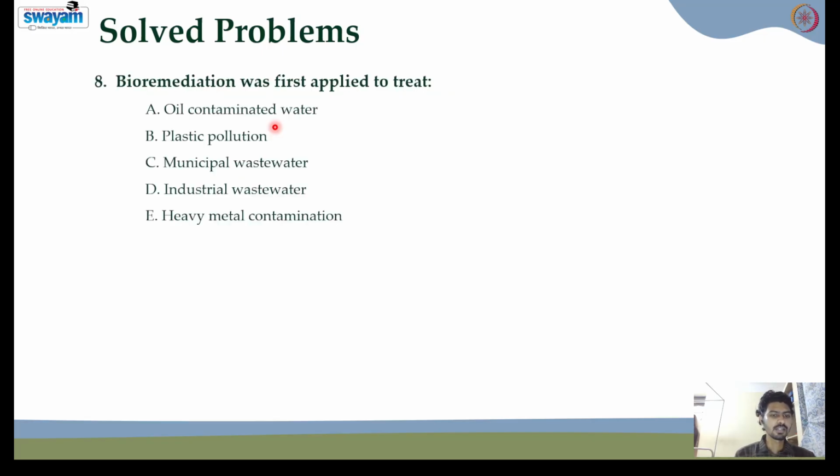Then the next question is: bioremediation was first applied to treat option A, oil contaminated water, option B, plastic pollution, option C, municipal wastewater, option D, industrial wastewater, option E, heavy metal contamination. Among these, bioremediation was first applied to treat which one of the contaminants? You can post your answers.